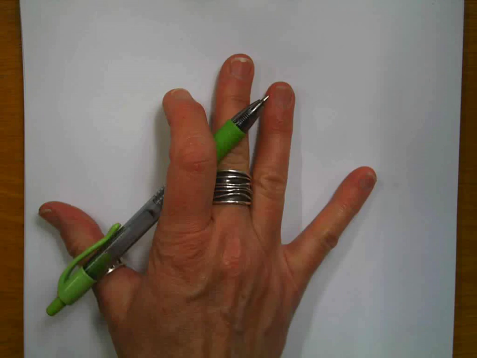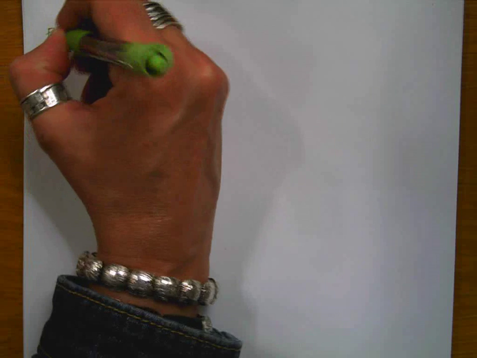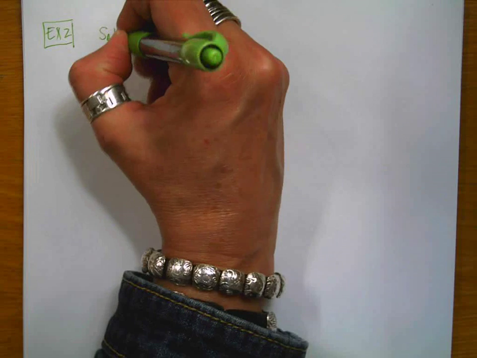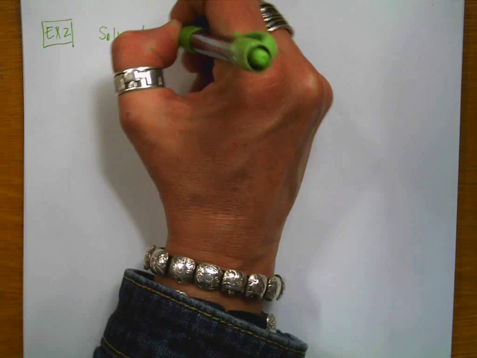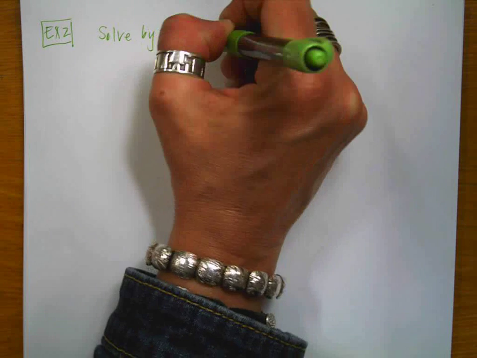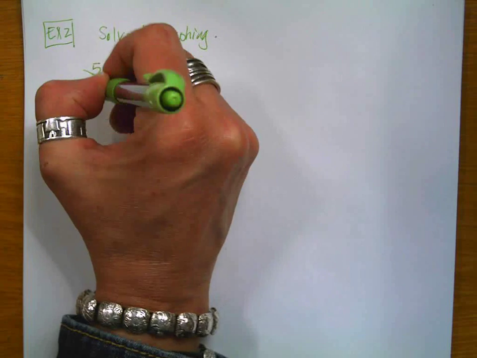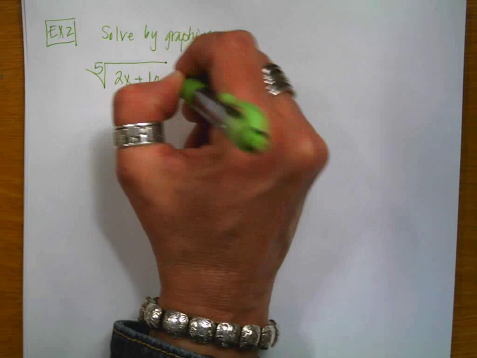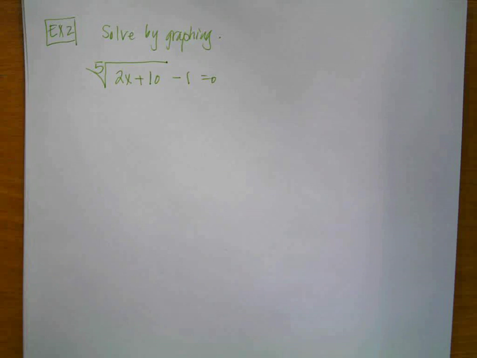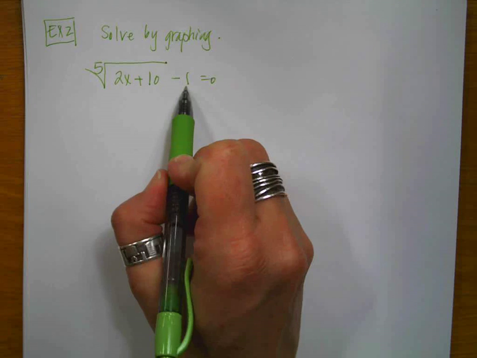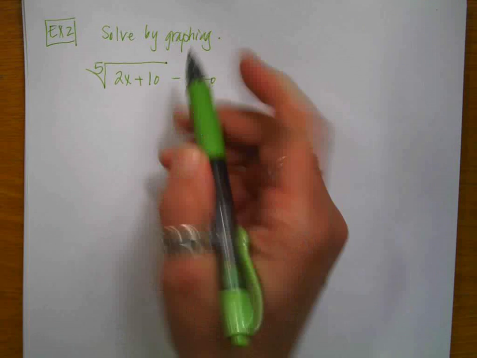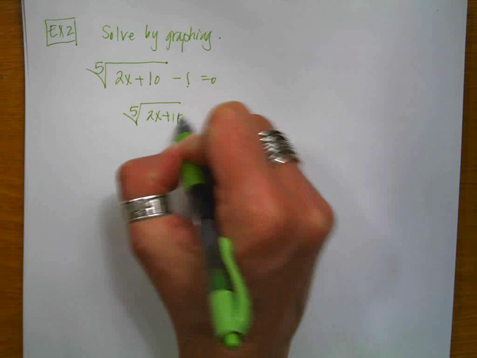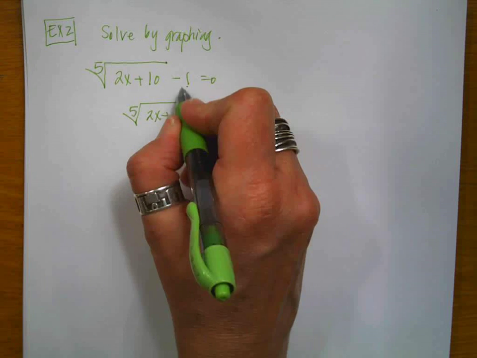All right, I have one more example for us, and then we are done for the day. So example number 2, same direction, says solve by graphing. This time I'm going to have the fifth root of 2x plus 10 minus 1 is 0. So what I'd like to do before I start is take this 1 to the other side. So I'm going to rewrite my equation, the fifth root of 2x plus 10 is equal to 1.